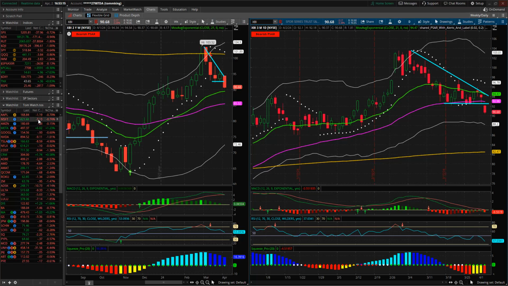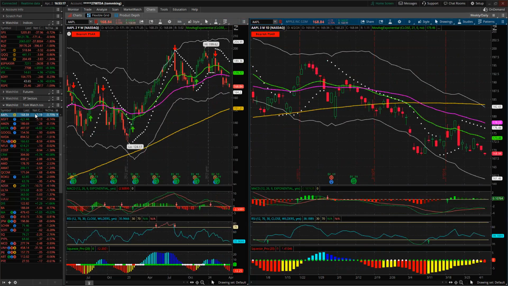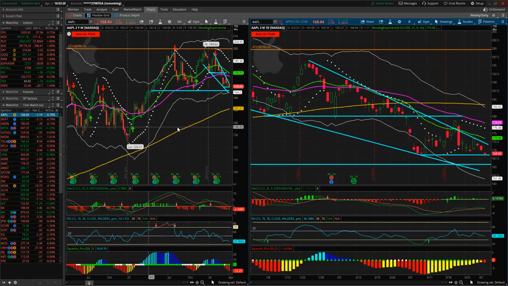And then just looking at a couple major stocks out there. If we look quickly at just the Magnificent Seven, I know a ton of lines on here.